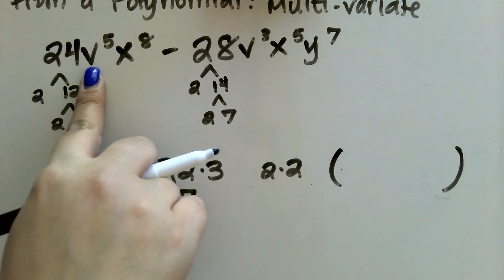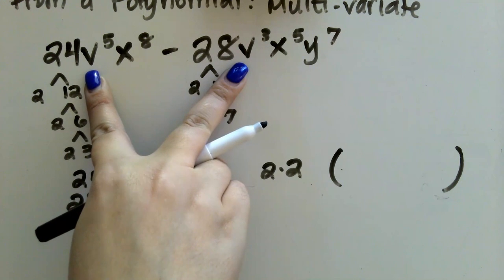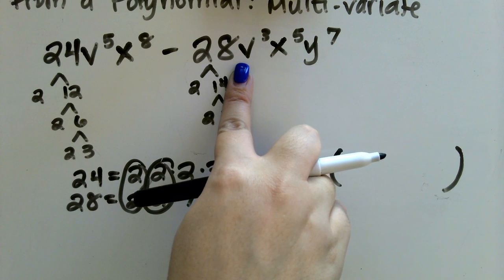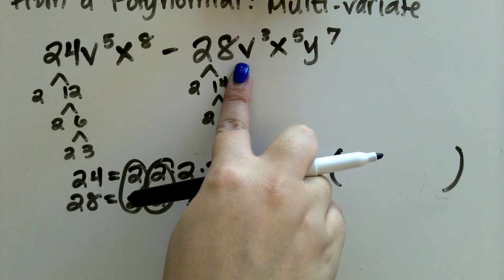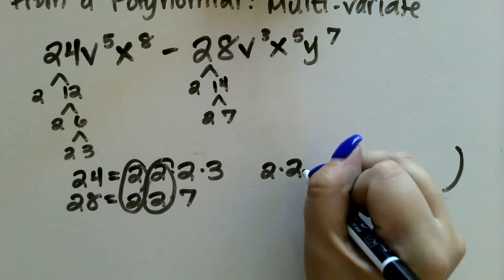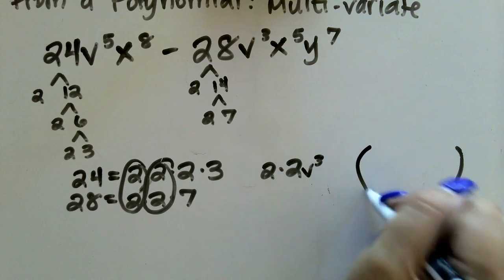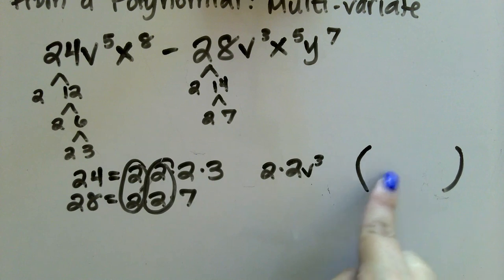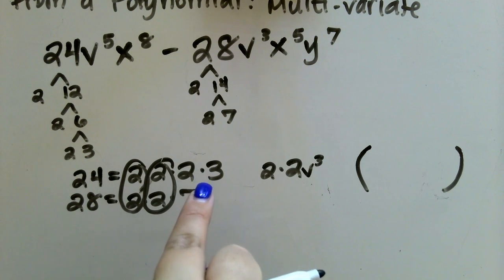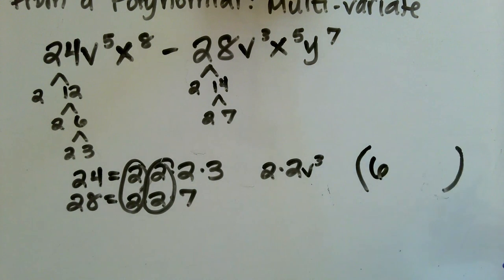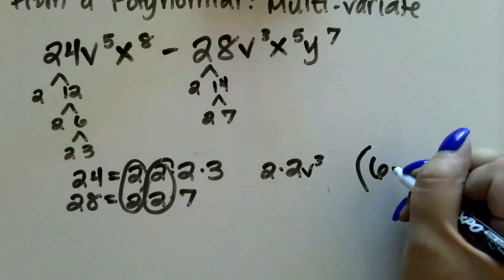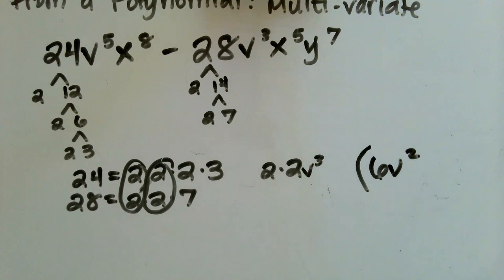And let's start looking at our v's first. We have v to the fifth and v to the third. I see that the smallest number of v's that we have is 3. So that is the maximum number of v's that we can factor out. Let's start writing in the remainder over here in our parentheses. We still have a 2 and a 3 left over in our parentheses. 2 times 3 is 6. And I'm still going to have 2 v's left over.